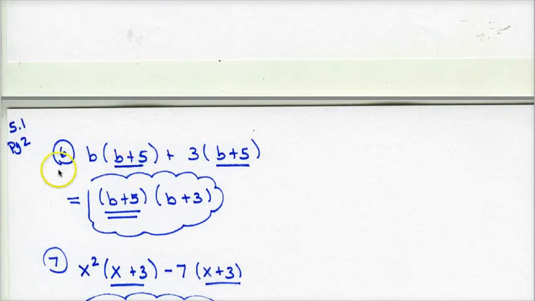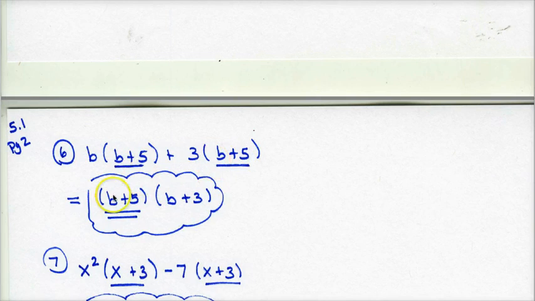So this, number 6, is b times the quantity b plus 5 plus 3 times b plus 5. So I look at the first term, which is right here, and the second term, which is right here. So they're connected by addition. What's common? Oh, I have a b plus 5 here, and I have a b plus 5 here. So b plus 5 is my greatest common factor, so I factor it out. If I pull out the b plus 5, what am I left with? I will be left with just this b.